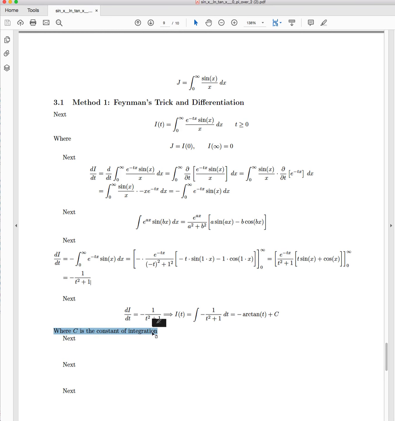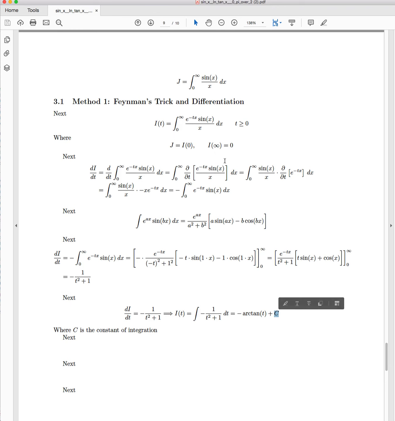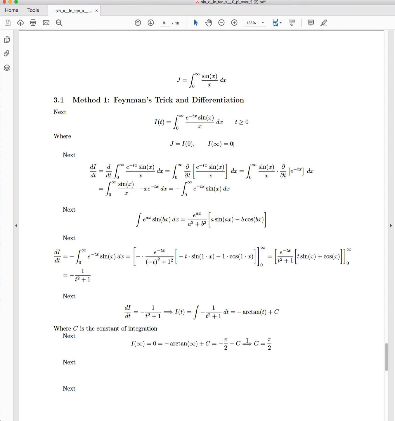which is what we have here. So what we need to do is evaluate what this integration constant is, and that's where this condition becomes important. Okay, so we know that I of infinity, or the limit of I of t as t goes to infinity, is equal to 0. We established that before. So that's equal to negative arctan of infinity, or the limit of arctan of t as t goes to infinity, plus c. Well, arctan of infinity is just equal to pi over 2, so we have negative pi over 2 minus c. And remember, this expression is equal to 0.